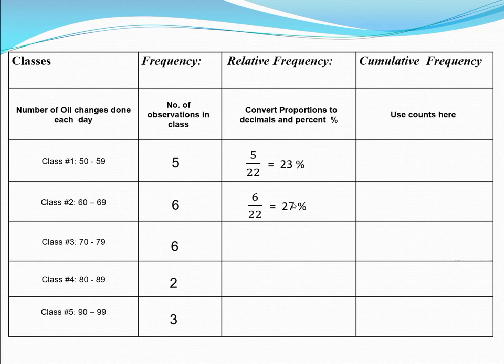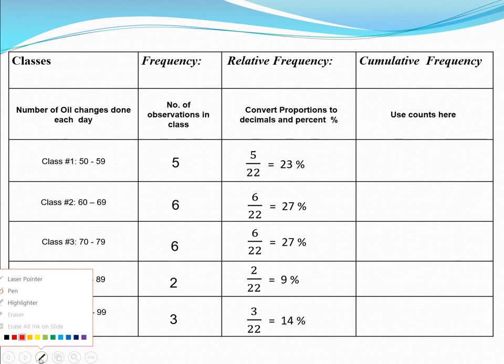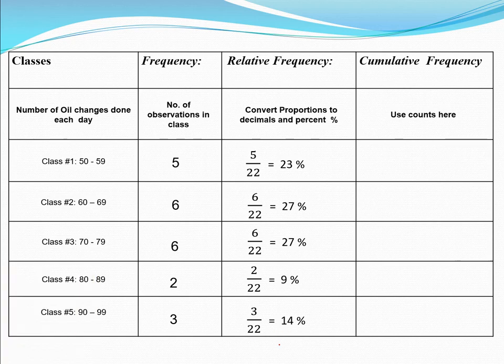And mind you, if you look carefully, of course, 5 divided by 22 is not an even 23. You are going to have to round appropriately. For 6 over 22, it's 27% of the data. And again, for class 3, class 4 is 9%, and class 5 is 3 divided by 22, or 14%. Keep in mind that all of this will add up to 100%, so round accordingly.